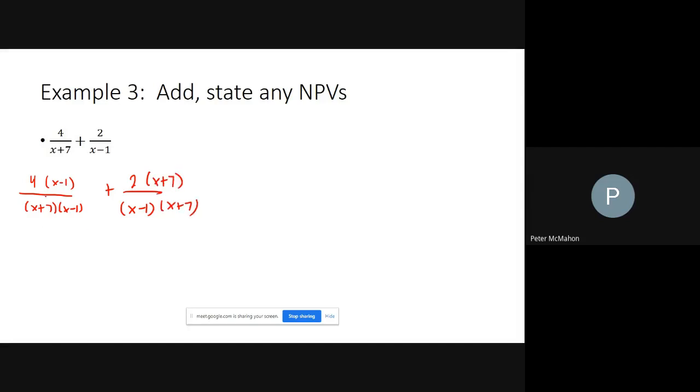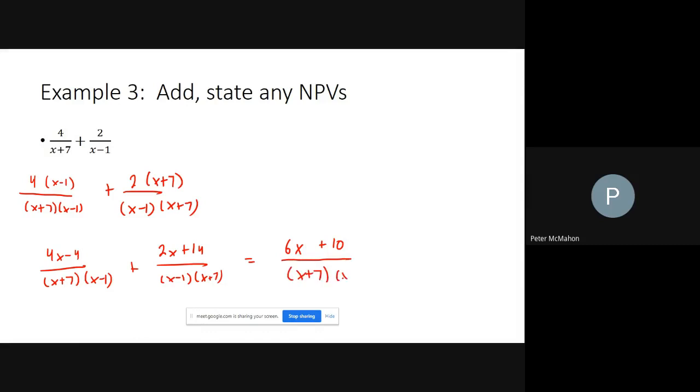All right, so now if I multiply this through, we get 4x minus 4, and it's going to keep the bottom factored. 2x plus 14, keep the bottom factored. And now we can add. 4x plus 2x is 6x. Negative 4 plus 14 is 10 over x plus 7, x minus 1. Okay, our non-permissible values, negative 7 and positive 1. And we're going to have our non-permissible values listed right there.